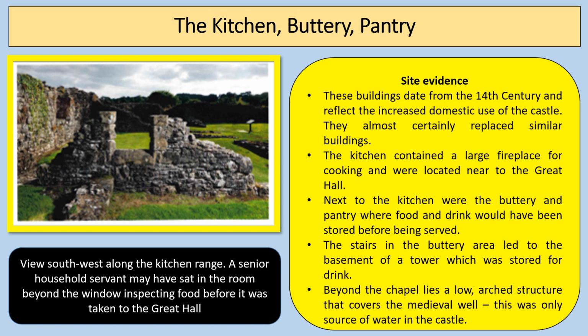Now, the kitchen contained a large fireplace for cooking and was located near to the Great Hall for convenience. Next to the kitchen were the buttery and the pantry where food and drink would have been stored before being served. Now, the stairs in the buttery area led to the basement of the tower, which was where drink was stored. And beyond the chapel lay a low arch structure that covered the medieval well, which was the only source of water in the castle.